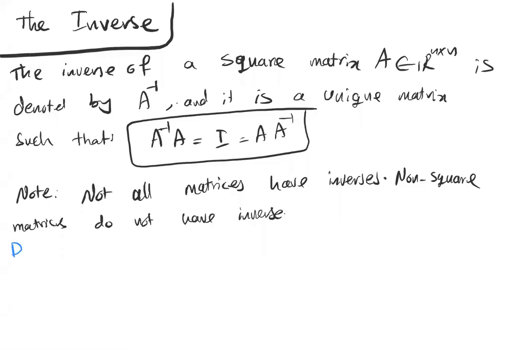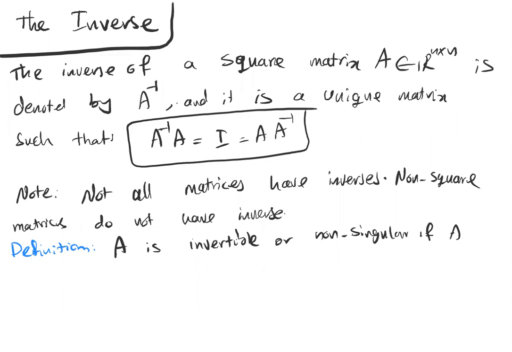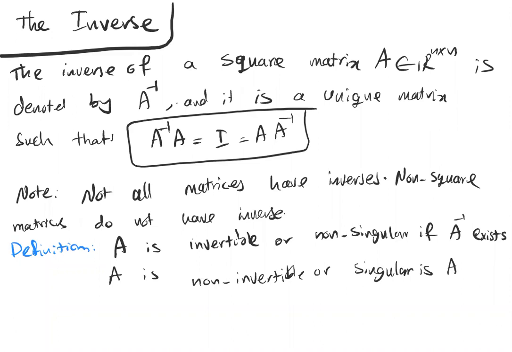Now it brings us to our next set of definitions. A is invertible or non-singular if A inverse exists, and A is non-invertible or singular if A inverse doesn't exist.